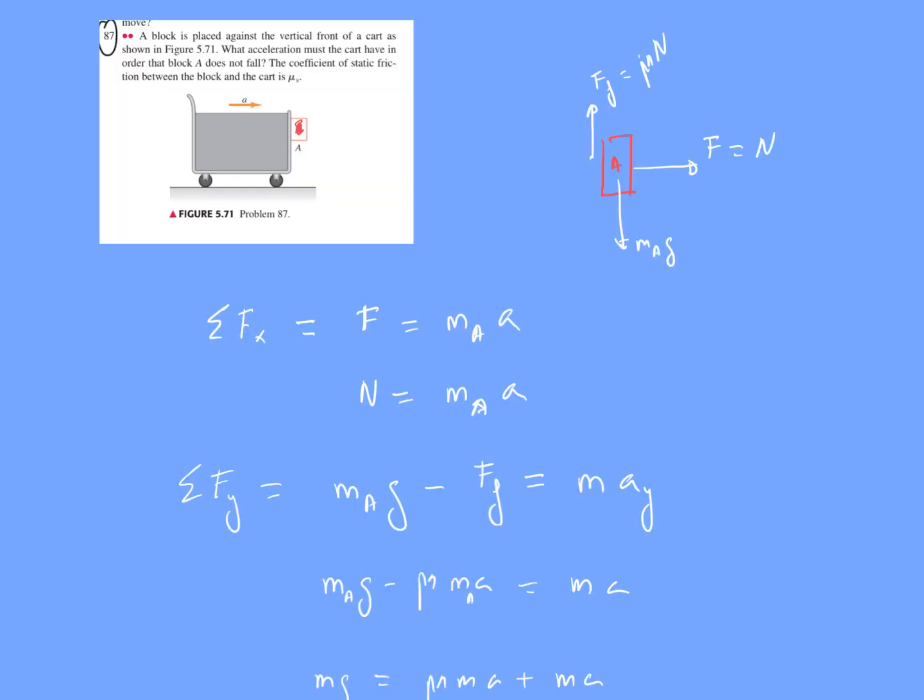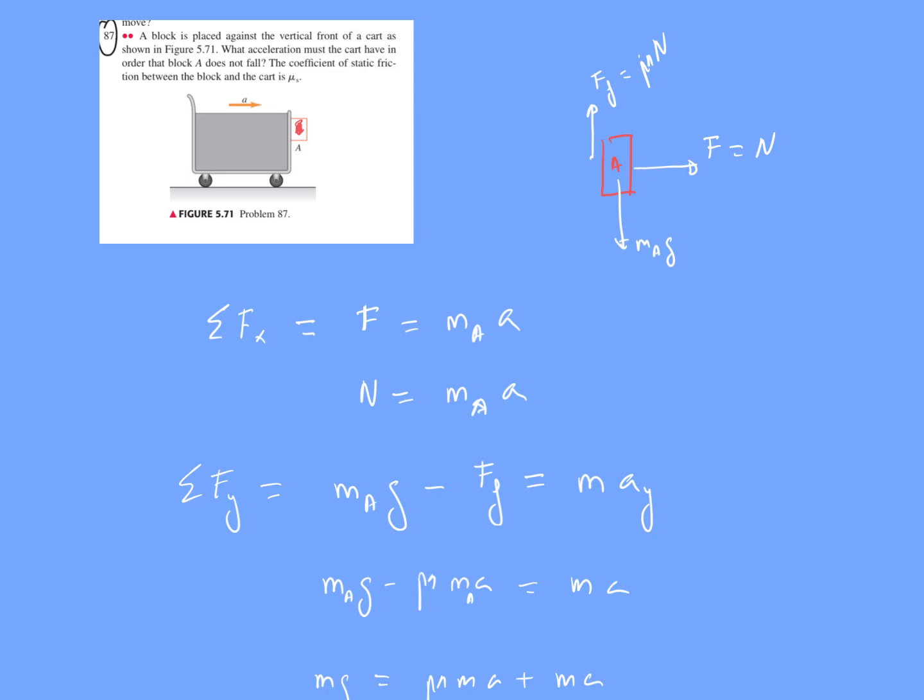A block is placed against the vertical front of a car as shown in the figure. What acceleration must the car have in order for the block A not to fall? Wow, let me think. Okay, let's go solve this problem.